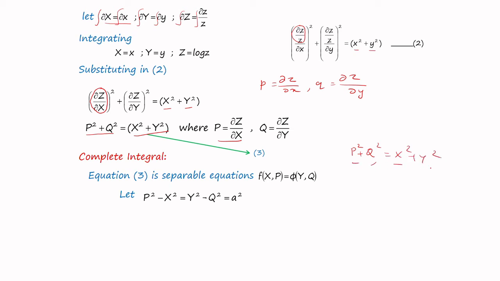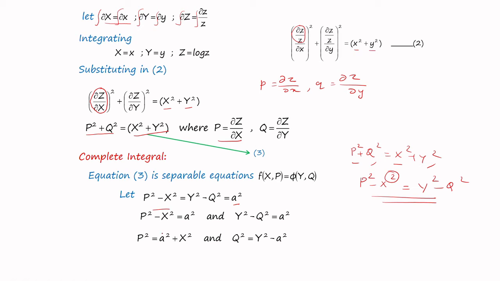Okay, so p squared minus x squared is equal to y squared minus, you have to take this q to the other side, y squared minus q squared. So you have to take this term to be some constant a squared, because these terms are in square, you have to take this also in square. So p squared minus x squared is equal to y squared minus q squared is equal to some a squared, and you have to equate each to the same constant. So p squared minus x squared is equal to a squared, and y squared minus q squared is equal to a squared.